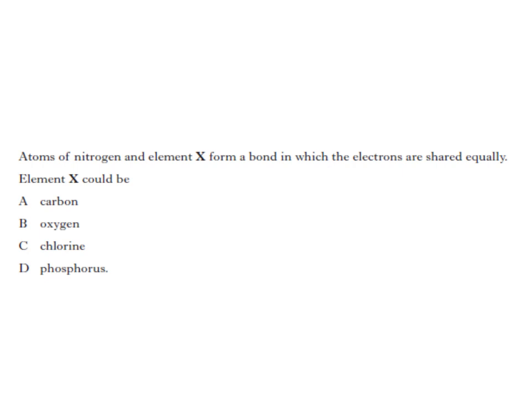Well, if the atoms are shared equally, it must mean that the electronegativities are also equal. So the way that we answer this is we find the electronegativity of nitrogen, which is 3.0. And then we look to see which of these atoms here also has an electronegativity of 3.0. And in this case, it's chlorine. So if you have chlorine and nitrogen in a bond, so a molecule of NCl3, for example, then those electrons are going to be equidistant between the nitrogen and the chlorine.